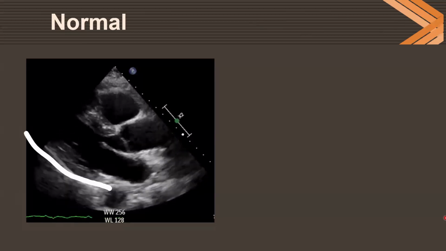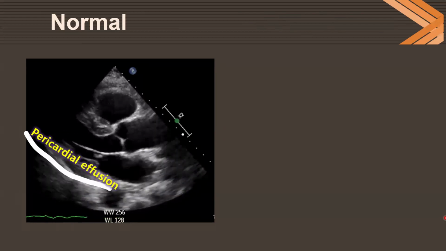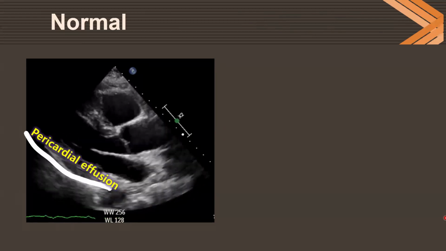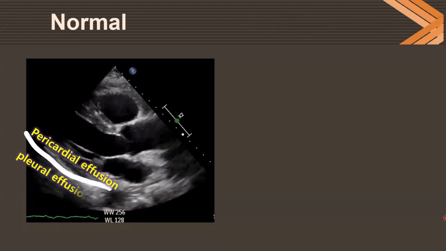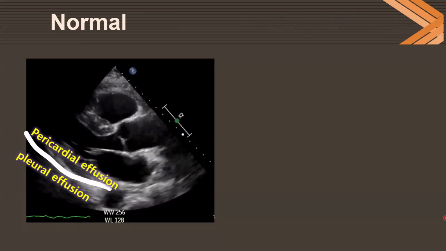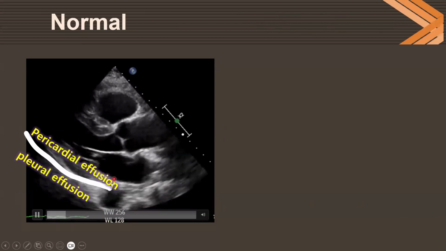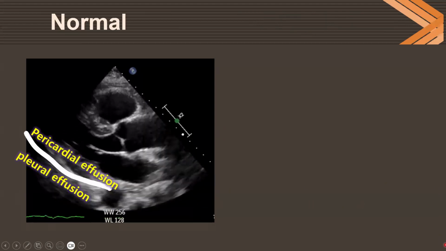This is the pericardium. And if you find fluid accumulating between this white line and the heart, it will resemble pericardial effusion. And if you find the fluid accumulating beyond this white line, it will be a pleural effusion. Pericardial effusion may also cross in front of the descending aorta here, but pleural effusion usually does not cross in front of the descending aorta.